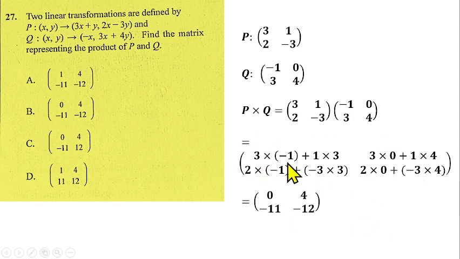3 times minus 1 is minus 3. Then 1 times 3 give us 3. Add it together give us 0. 3 times 0 is 0. Plus 1 times 4 give us 4. 4 plus 0 give us 4.